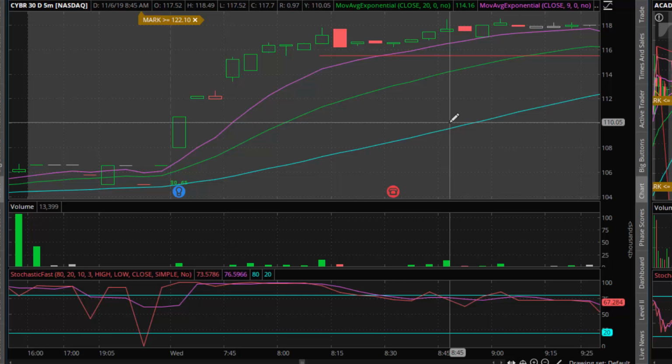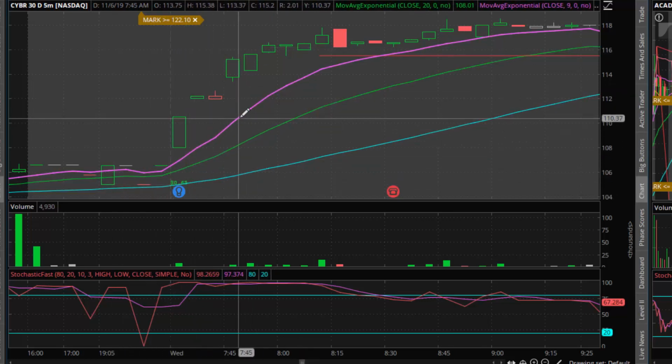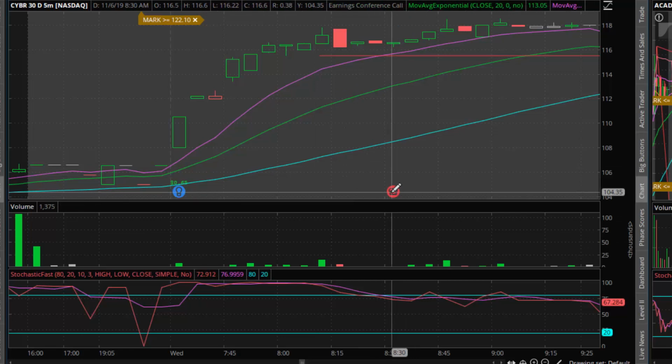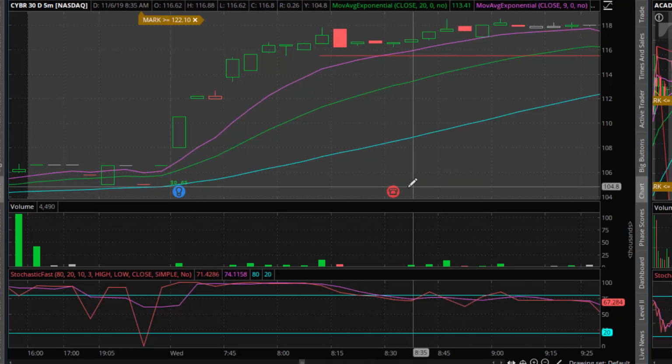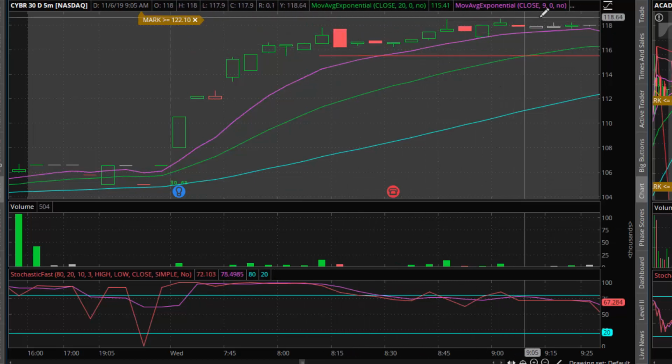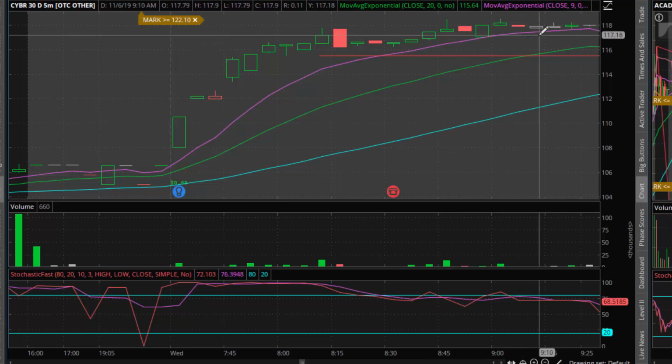You can see that CyberArk has a really nice uptrend after the earnings beat and guidance raise. It had the conference call here. You can see that on Thinkorswim, which is really important. That's talked about more in the course. But it's got this real nice flat base pattern developing, or flat top developing, before the opening bell. And this looks really good.